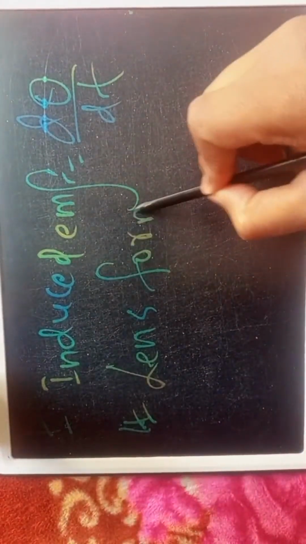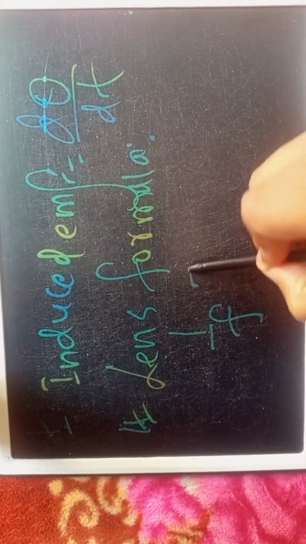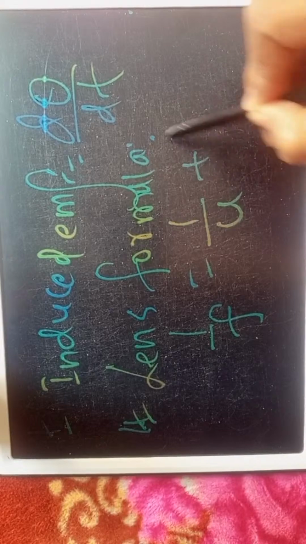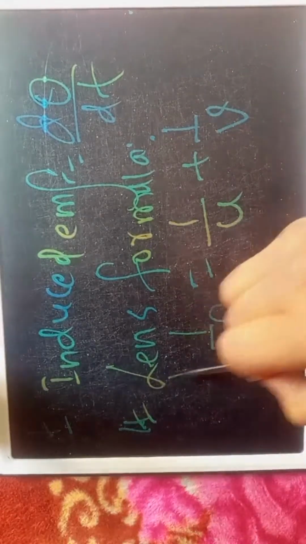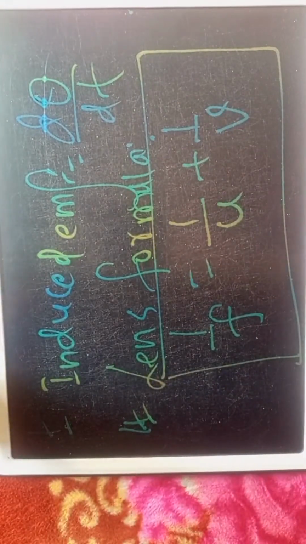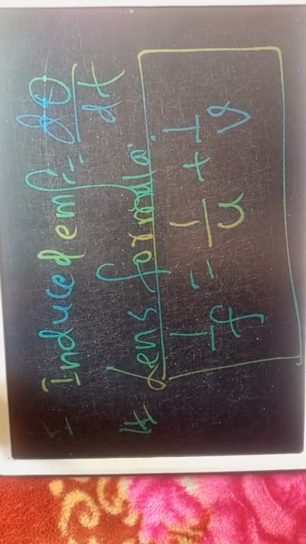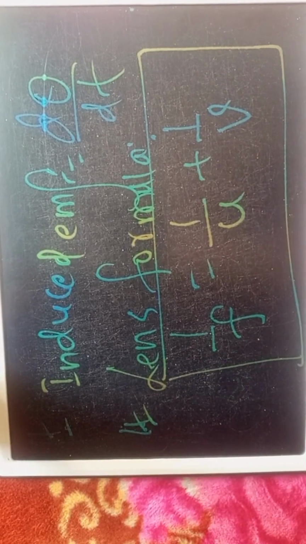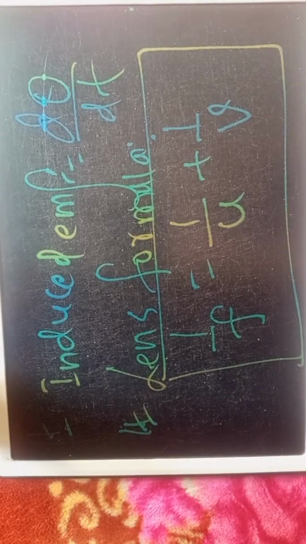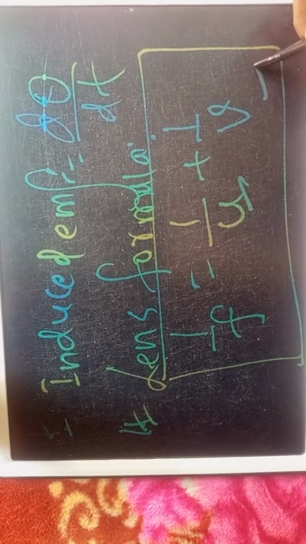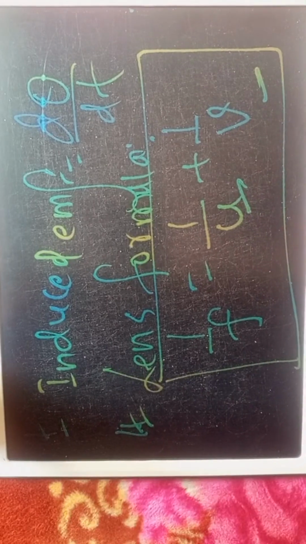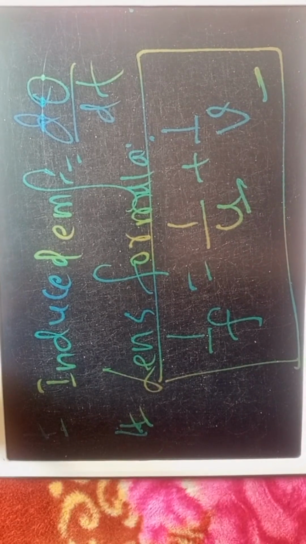Lenz's formula is very important. Already you have to study this. Lens formula: 1 by F is equal to 1 by U plus 1 by V. This is the relationship in the lens formula. It is most important for entrance exams. When this is given, you have to find the answer.